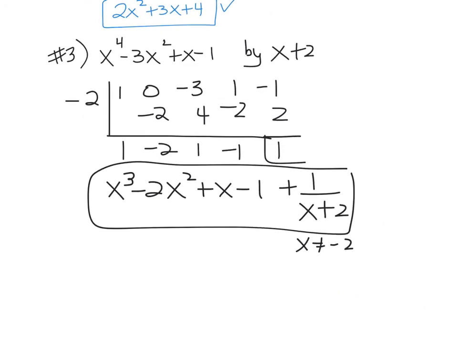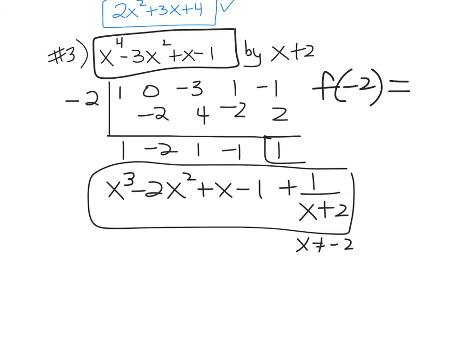Okay, now the other thing that's interesting is if you were to take negative 2 and plug it into this polynomial, your answer would be 1. And where I get that 1 is from the remainder. It's called the remainder theorem. If I asked you to do f of 3 and you did synthetic division with 3, it would be whatever the remainder is. It's kind of cool. All right, last one, number 4.